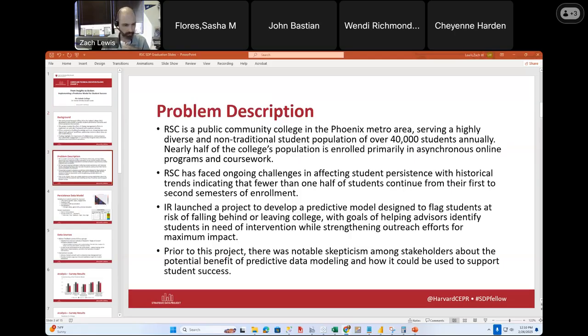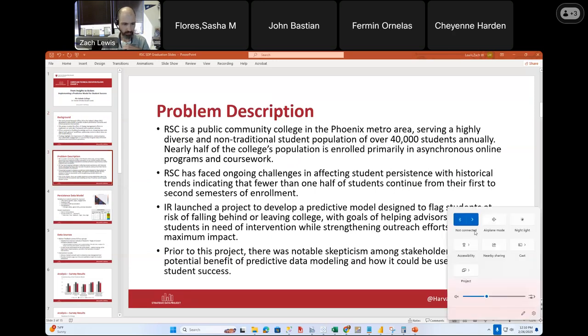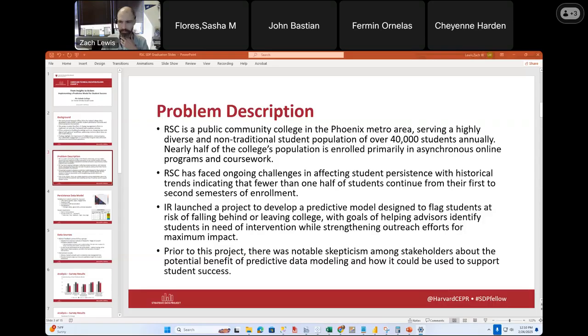Okay. As we know, Rio Salado has a population of non-traditional students, and has some dual enrollment. We serve roughly 40,000 students a year. The problem of students continuing into the following term is a serious one, because half don't go into the following term. So when we came up with this idea, we decided to look at what factors could be impacting the decision whether or not to continue into the following term.